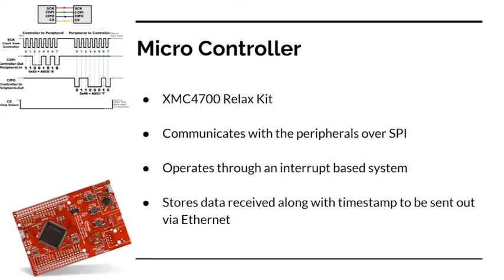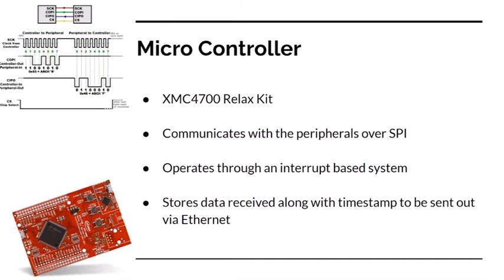The brains of the data acquisition system is contained within the firmware coded onto an XMC4700 Relax kit. This firmware has the microcontroller communicate with the various sensors on the board by using a protocol called Serial Peripheral Interface, or SPI. Through the use of SPI, the microcontroller is able to send and receive data from the various peripherals of the device. By making use of SPI's chip select feature, we're able to specifically select which device we wish to receive data from at a given time. This is helpful for reducing the complexity of connections between the microcontroller and the peripherals.